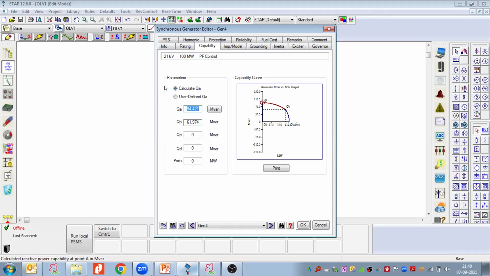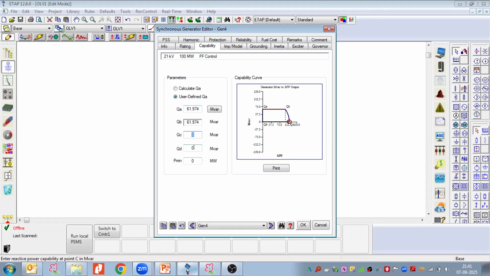So I'm taking here calculated Q, or you can go with the defined QA as well. QA is how much MVAR power it is generating: 61.974. It is my QA. Same we can take QB as well. Similarly, QB and then QC. QC how much? It is in the negative.